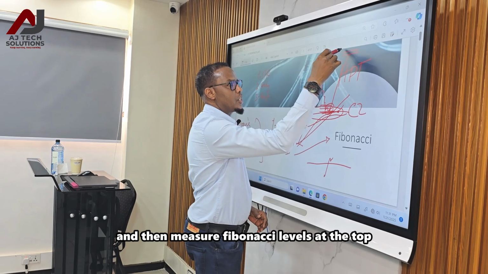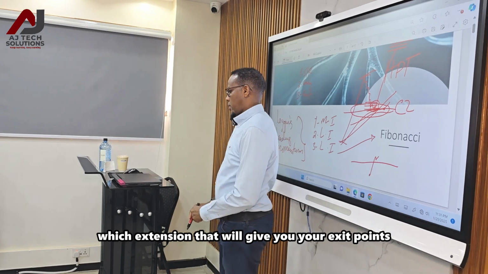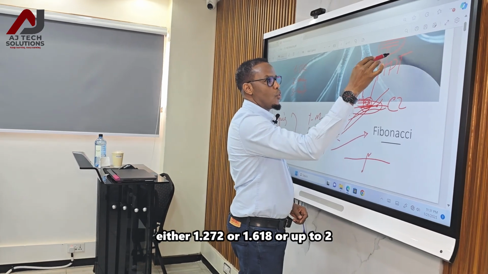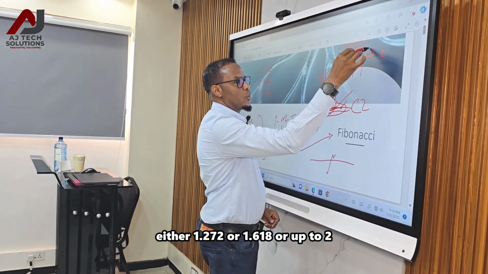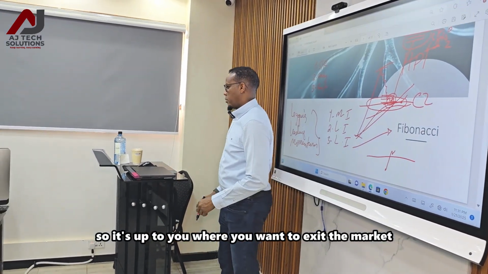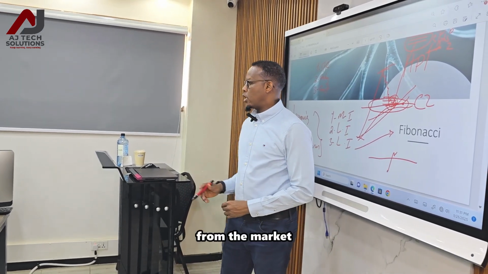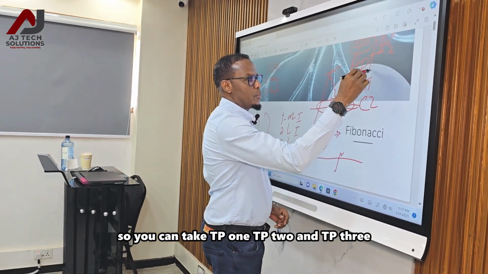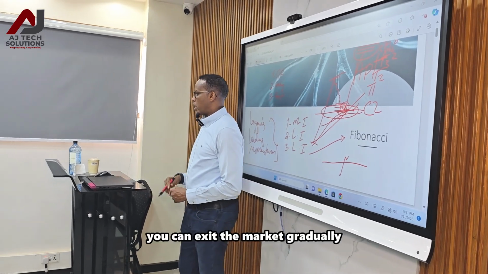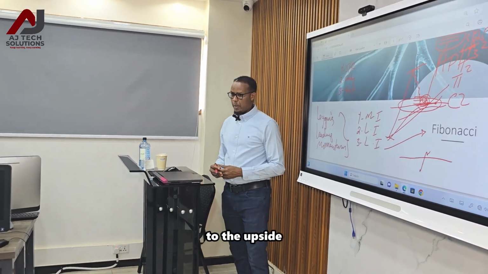So in that way, if you trade and then you put swing high to swing low and measure Fibonacci levels at the top, which is the extension, that will give you your exit points. You have your entry point here, then you will have your exit points at either 1.272 or 1.618 or up to 2. So it's up to you where you want to exit the market. But Fibonacci can predict for you the points that you need to exit from the market. So you can take TP1, TP2, and TP3. You can do it that way as well.